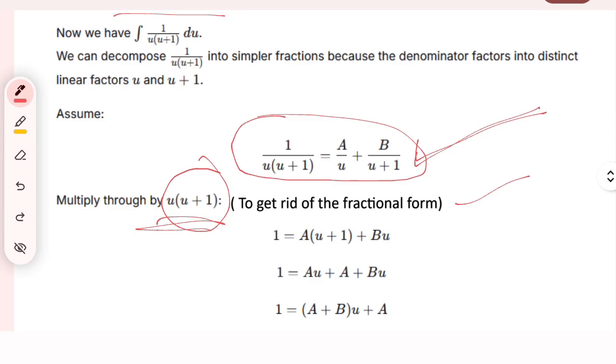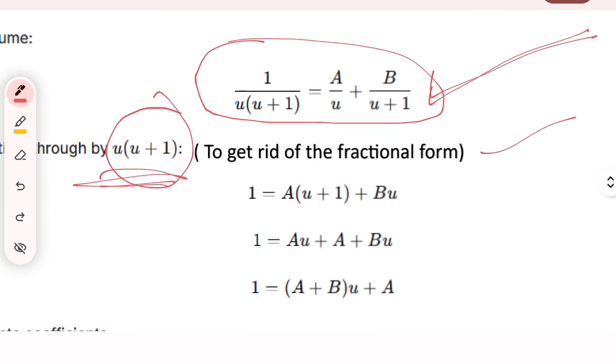So when we multiply it by this, both sides, what happened to the other side here? What remains is just 1, because this one is cancelled out, right? When we multiply it by u and u plus 1. What about this one? If we multiply it by u and u plus 1, u is cancelled out. What is left is u plus 1. So a times u plus 1.